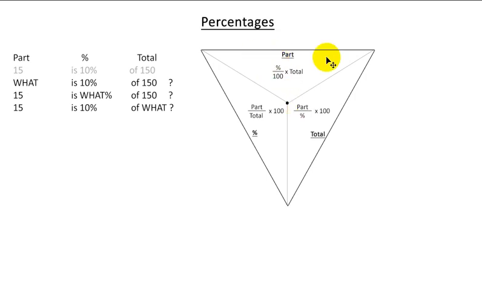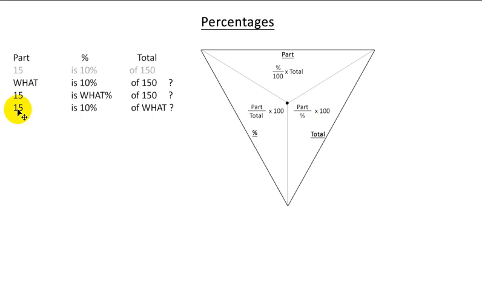So here what we have is a triangle that's separated into three pieces. If the piece that I'm missing is the part, I solve it by doing the percentage, which I know, times the total, which I also know, and dividing by 100. If I'm looking for the percentage and I know the part and the total, I do the part times 100 divided by the total. Lastly, we have the third case that we haven't discussed yet: when I know the part and the percentage, and I want to find the total. In this case, I do the part times 100, and I divide by the percentage. This is the last case.